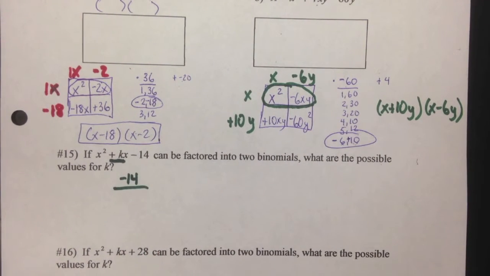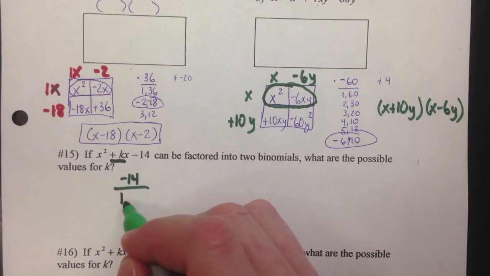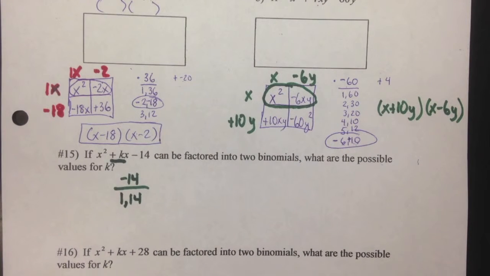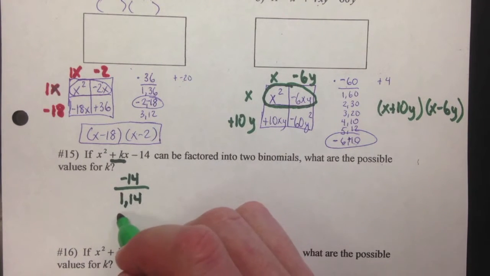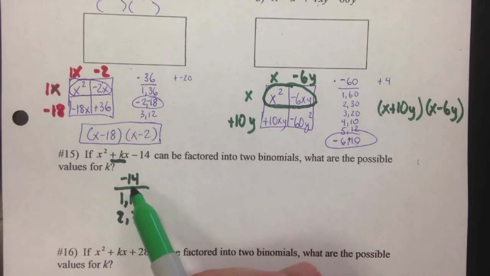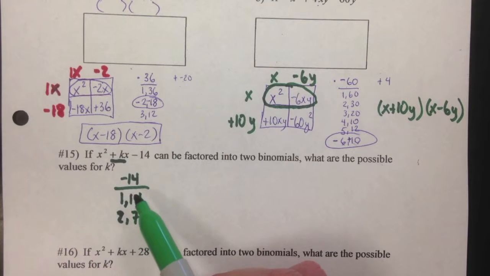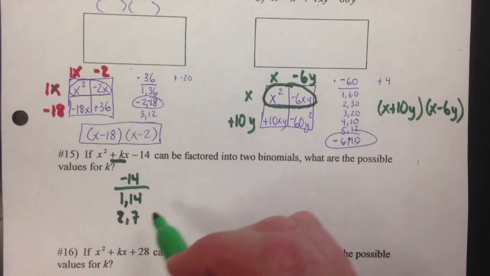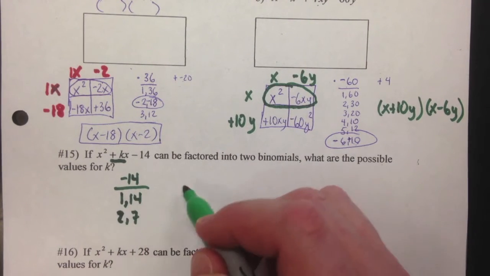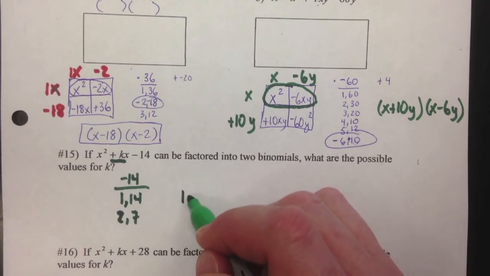So let's think about this. What are factors of 14? Well, it could be 1 and 14. It could also be 2 and 7. Now, to get a negative product, to get a negative constant, one of these is plus and one of these is minus. Well, which one is it? It doesn't matter. Well, it does matter, but let's make the 1 positive, and let's make the 14 negative.